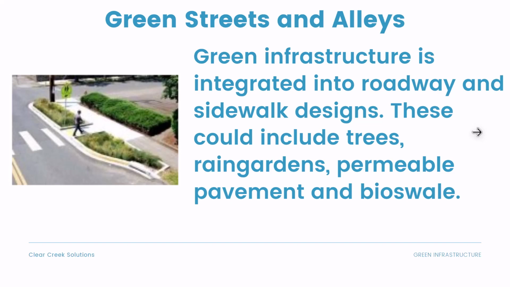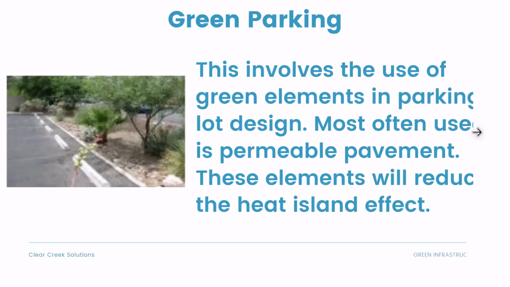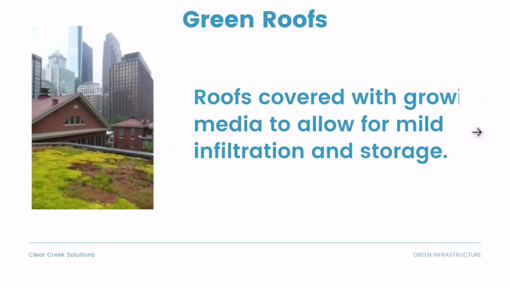And these can include trees, rain gardens, permeable pavements, and bioswales. The last one is green parking. This involves the use of green elements in parking lot design. Most often used is permeable pavement, but you can see other green or shrubbery designs can be used as well. And these elements will reduce the heat island effect. When we have lots of impervious area, you can get an increase in heat, a heat island effect. But if we have more permeable areas, such as grass, trees, and pavements, it can reduce that effect overall.